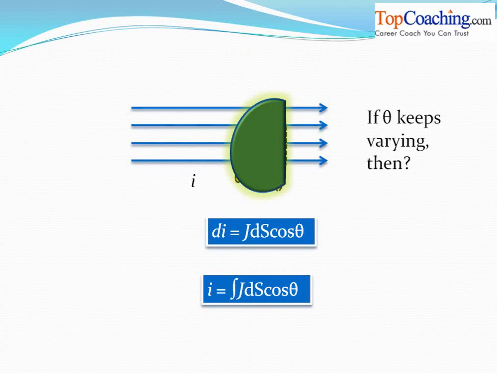So in this case, we take an element dS and we calculate the current through that element, dI equal to J dS cos theta. The advantage is that for that particular element, theta is constant. Now we can integrate on both sides to get the final electric current passing through this entire semicircular area. A bit confusing, but if you ponder over it, you'll definitely get it. So those were the concepts related to electric current density, and the area across which electric current density is calculated.